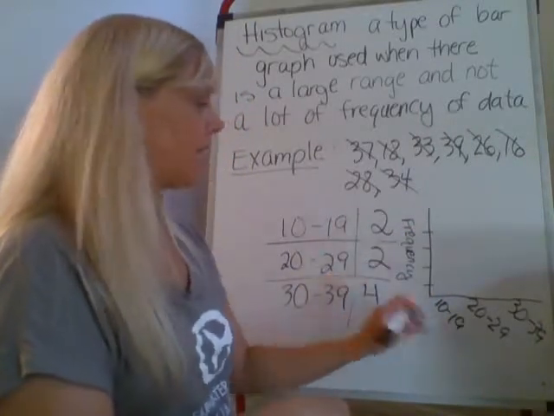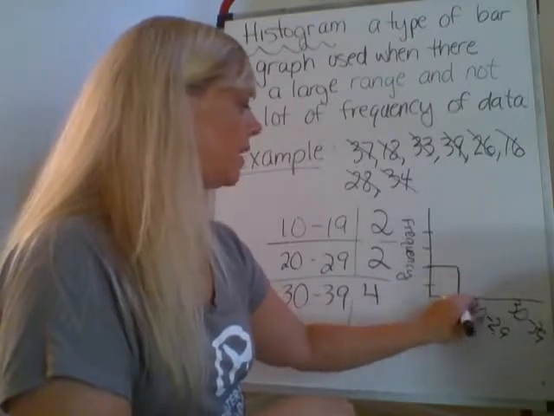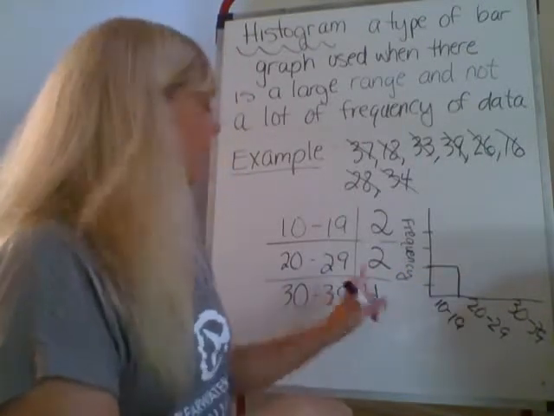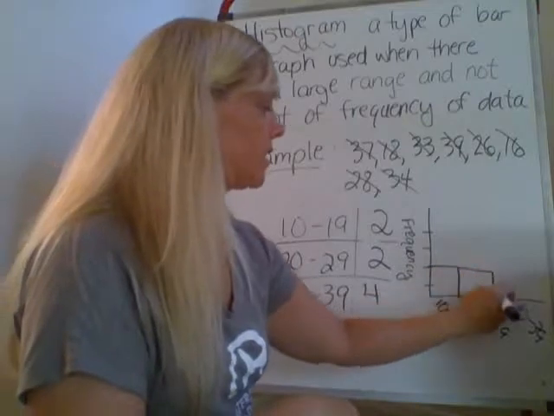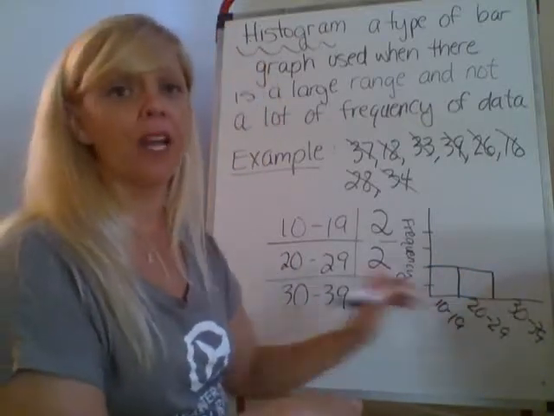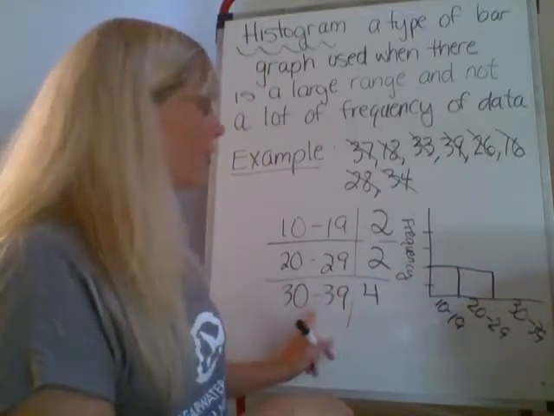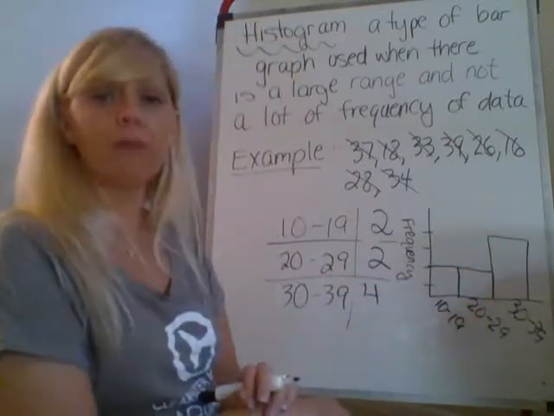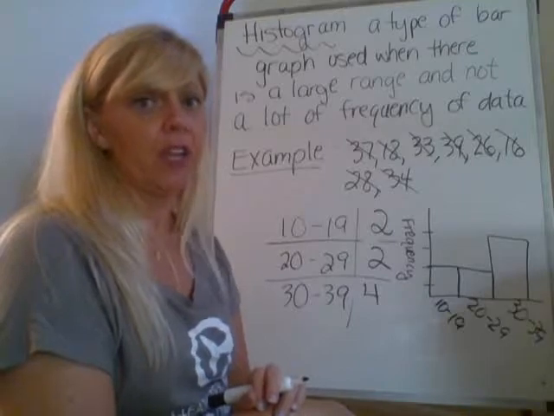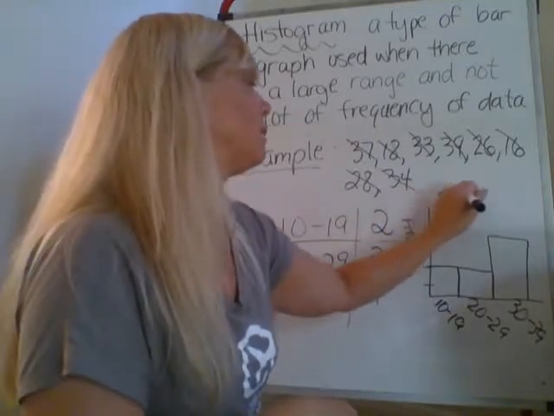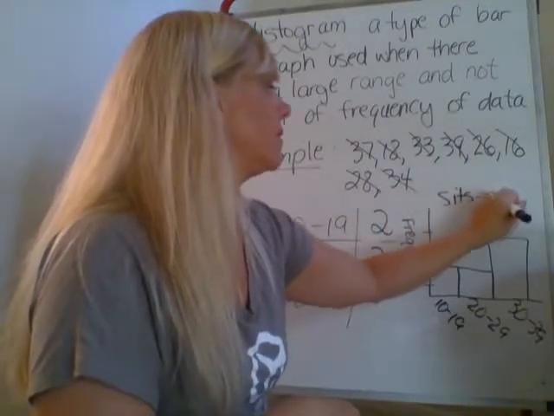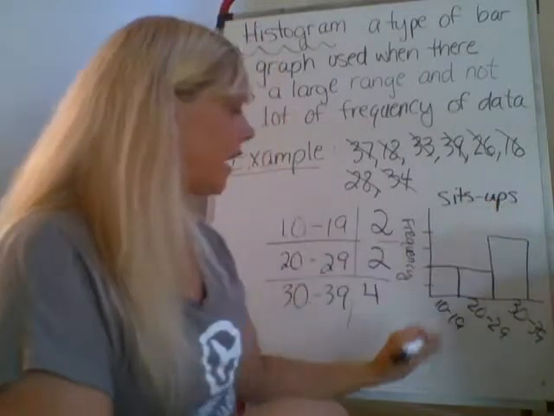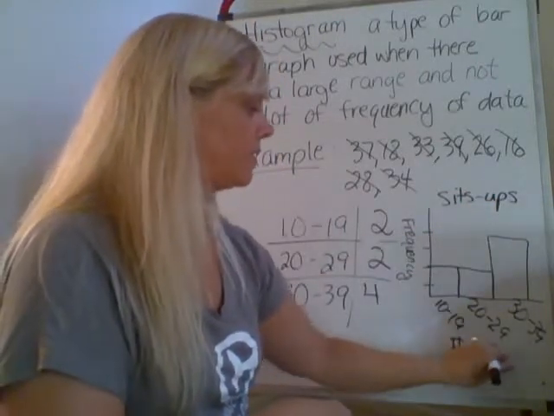So from 10 to 19, I have 2. So I'm going to go up to the 2 and I'm going to make a nice fat bar. Okay, 20 to 29, I have two numbers in that category. So I'm going to make another fat bar and it's going to touch. Okay, and then 30 to 39 is 4. So I'm going to go up there and then that bar is going to touch. All right, so this is the number of sit-ups in a minute. Sit-ups.